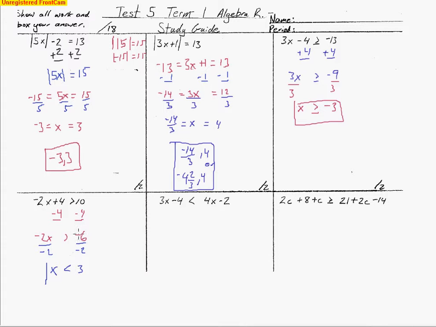And let's see here, this is a positive 6 here, so I made a mistake. 10 minus 4 makes positive 6. Divide by negative 2 in there, I get negative 3. So x is less than negative 3.